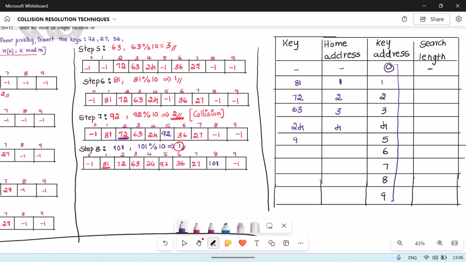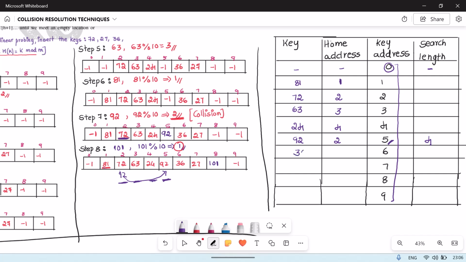But when it comes to 92, if you remember, it was supposed to be placed at 2, right? But where is it actually placed? It is placed at 5. So 92 was supposed to be here, but it is over here. So count: 2 is 1, 3 is 2, 4 is 3, and 5 is 4. From 2 to 5, there are 4 positions. So put the search length as 4.